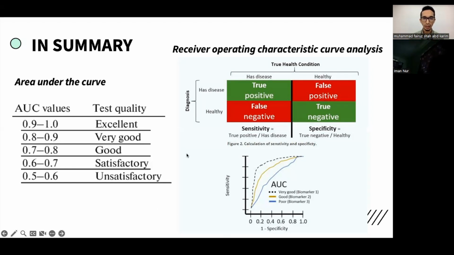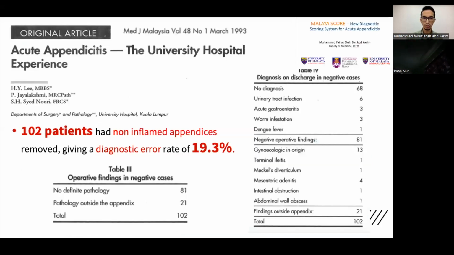Okay, so I think we have talked about the positive and negative predictive value, and we talked about the sensitivity and specificity. In the next part of my talk, I would like to share with you how I applied this statistical analysis in my thesis during my Master of Surgery training last time.